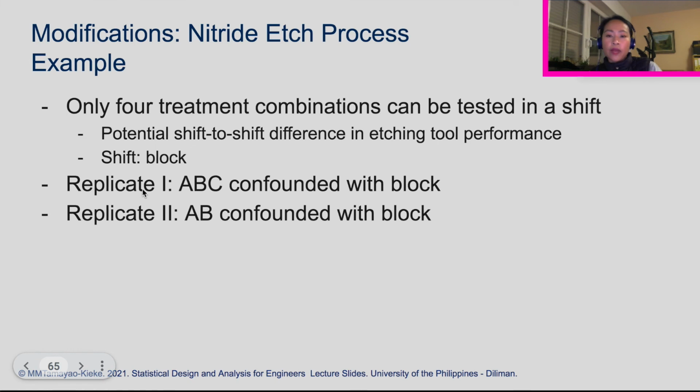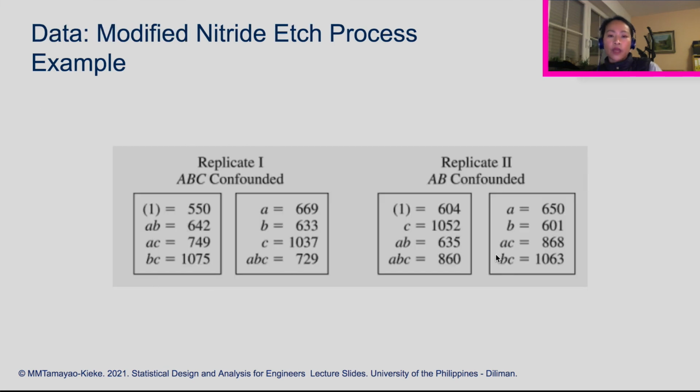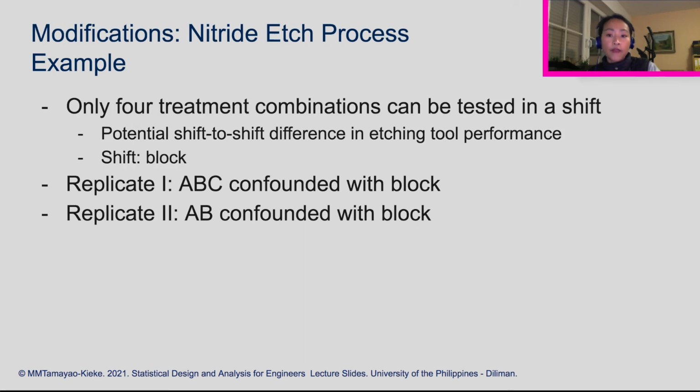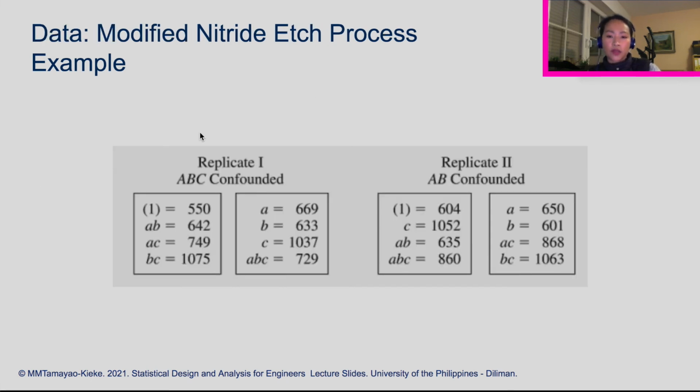And replicate 1 can be confounded with ABC, and then replicate 2 can be confounded with AB. So these are the higher order interactions. With these chosen effects to be confounded with the blocks, we could generate these 2 blocks with the following treatments to be run in each block.